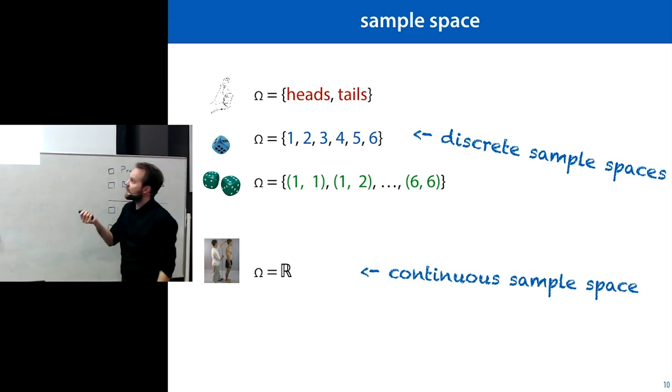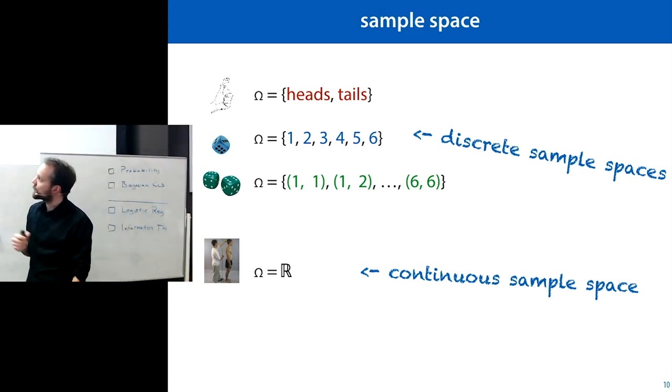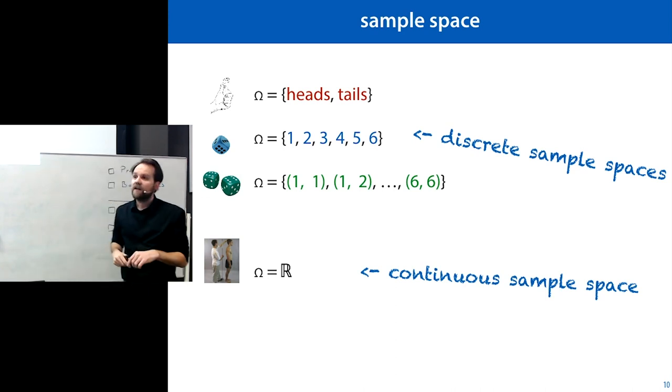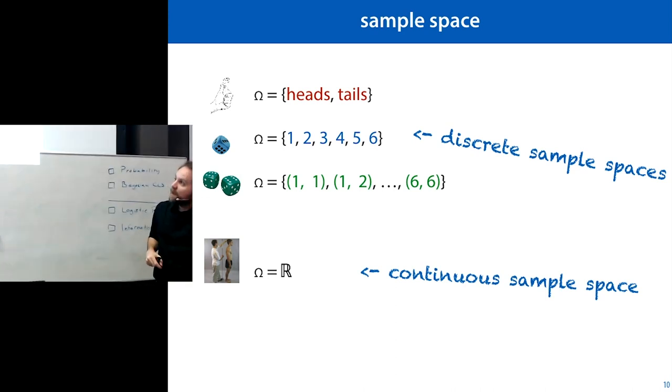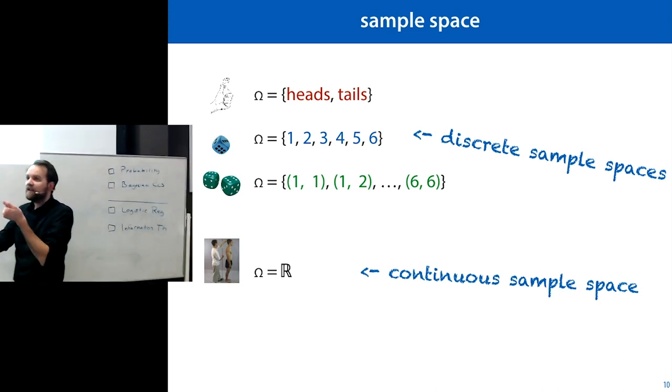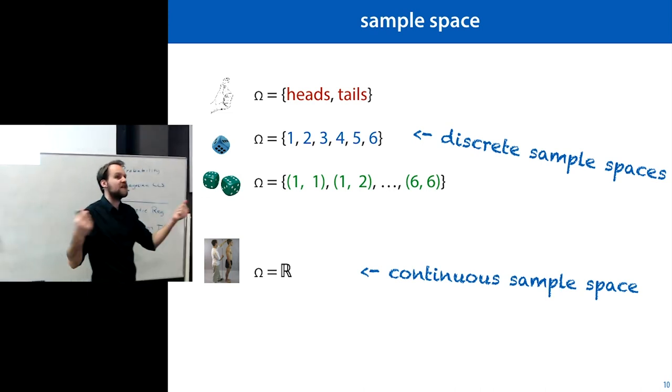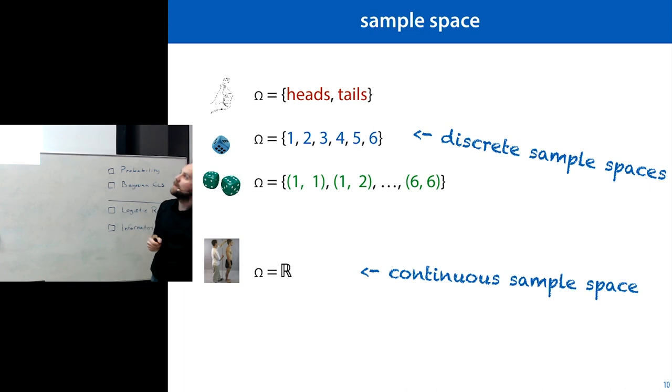There's also continuous sample spaces, so if you, for instance, measure the length of somebody, so you pick a random person and measure their length, that's also a sample space. You usually model that with a real-valued number, which means that between any two lengths, there is an infinity of other possible lengths. That's a continuous space versus a discrete space.